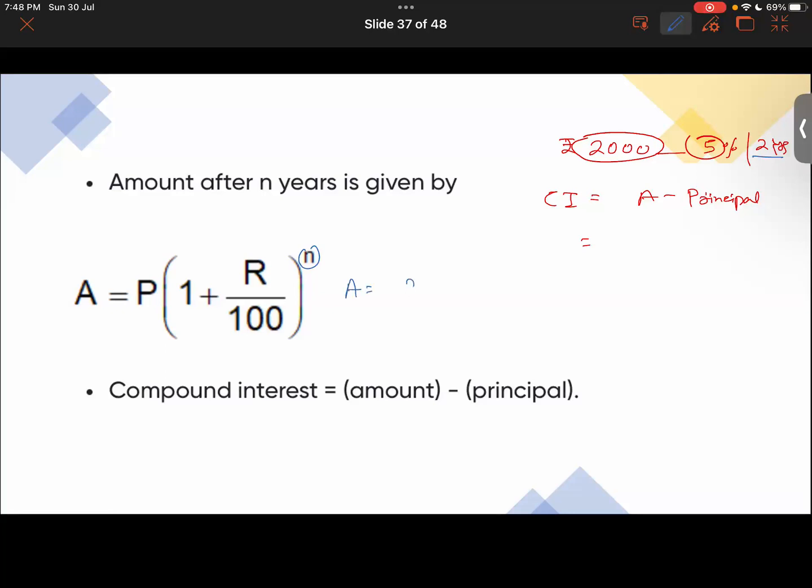So that is going to be 2000 multiplied by (1 plus 5 upon 100) raised to the power 2. That will give you the amount. Whatever amount you get, from that amount you will simply subtract the principal, right guys? And that will give me the compound interest here. Getting it?